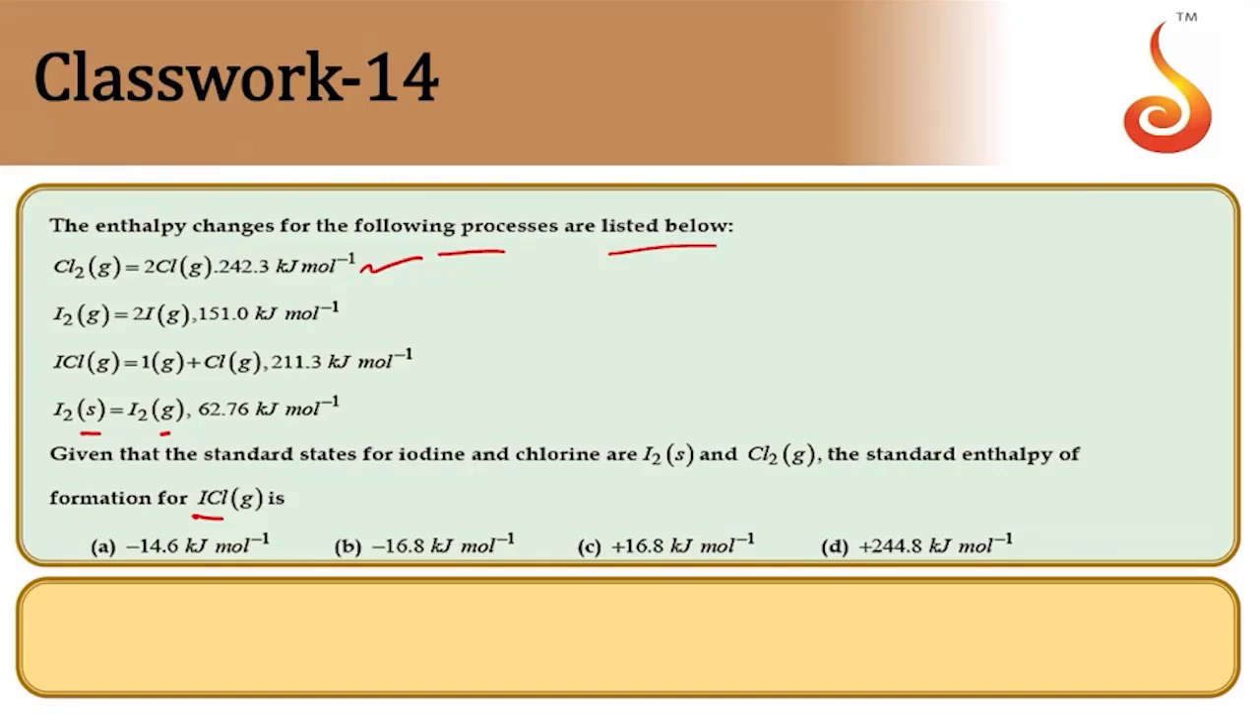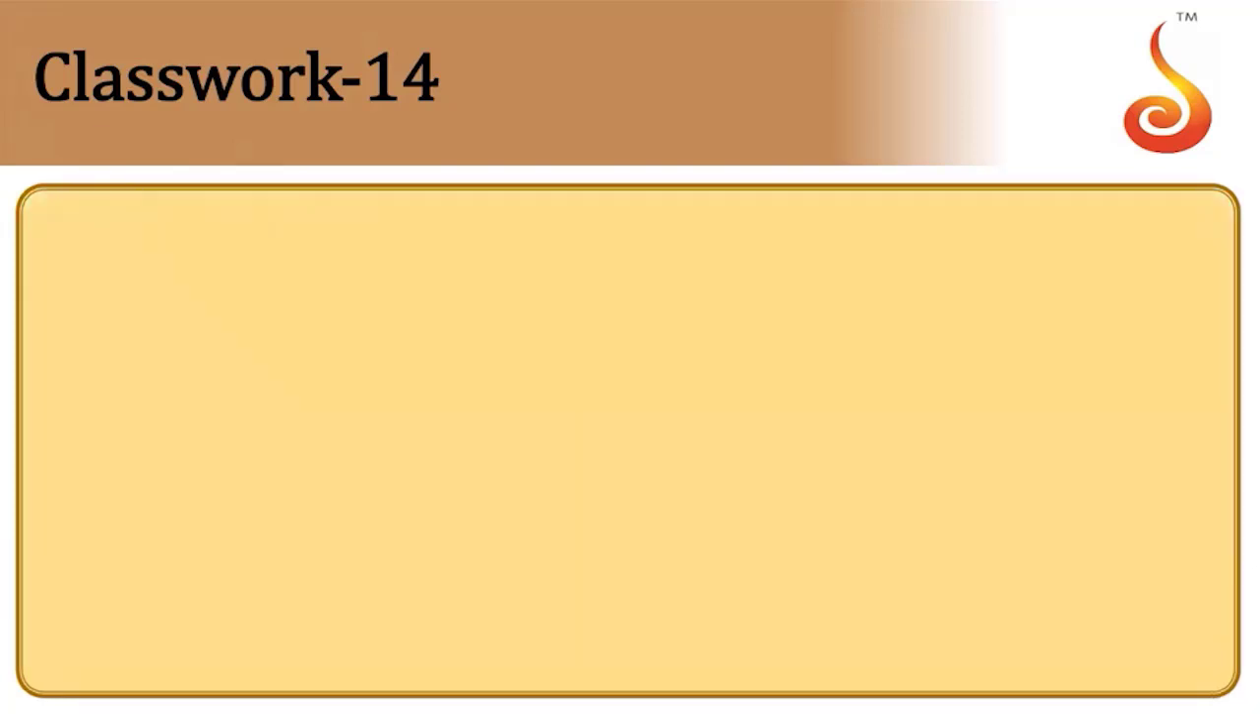So here we need to find the enthalpy change from bond enthalpies. From bond enthalpies you can find the enthalpy of reaction, and the formula will be delta H of reaction is equal to the bond enthalpy of reactants minus the bond enthalpy of products.